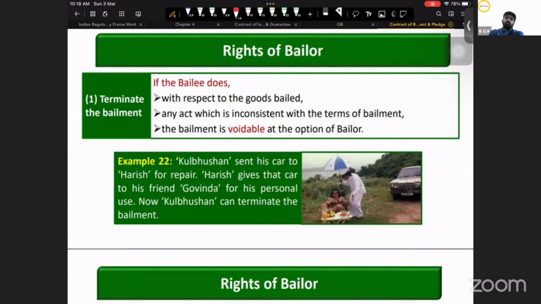In this case, the bailment can be ended by the bailer. The bailment is voidable at the option of the bailer. Bailer gets an option to avoid the bailment. Kulbhushan sent his car to Harish for repair. Harish gives that car to his friend Govinda for his personal use. Now Kulbhushan can terminate the bailment. The bailment can be put an end.